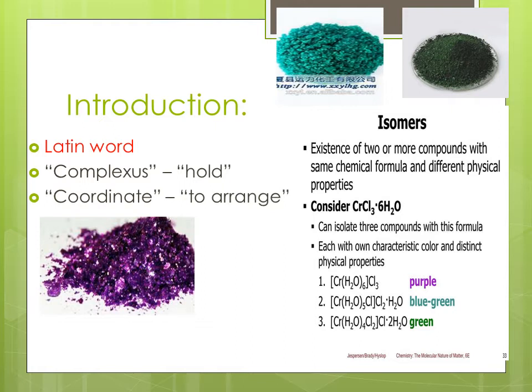In the purple one, chromium is coordinately bonded with 6 water molecules. In the sample of blue-green color, the chromium is coordinately bonded with 5 water molecules and 1 chloride. In the green colored complex, the chromium is bonded with 4 aqua, that is 4 water molecules, and 2 chlorides. So because of those coordinate bonds, its color is purple, blue-green or green.